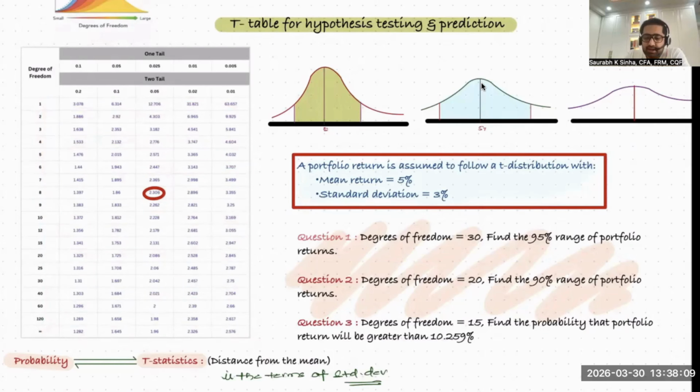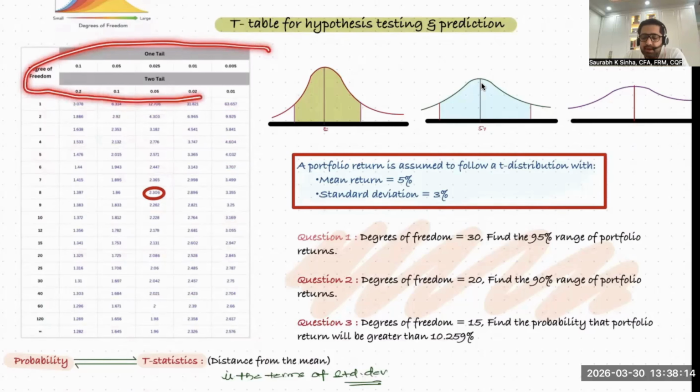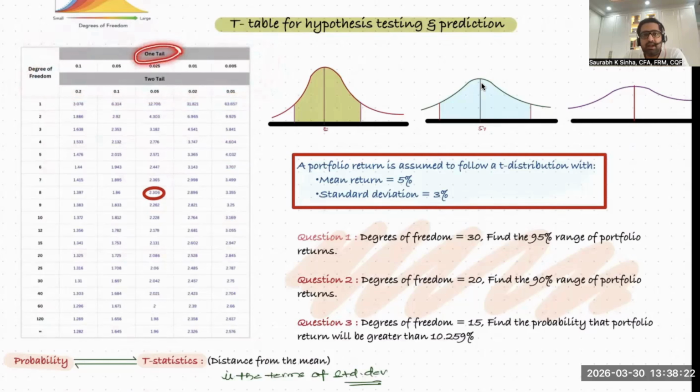The second, where is the probability? The probability is in this section only. The top 2, 3, 4 rows will have your probability. Now it is saying one tail, so it is talking about the probability in one of the tails. Two tail is talking about the probability in the combined two tails. So this section is about probability.